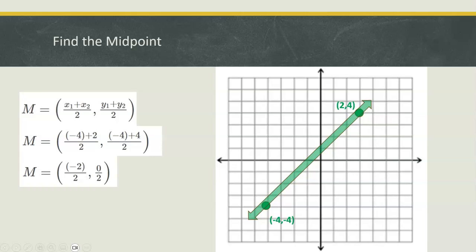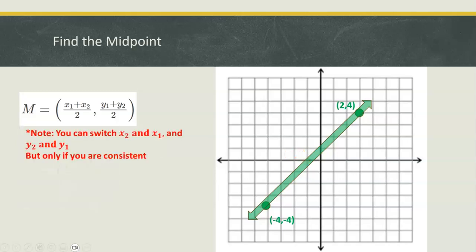So -4 plus 2 divided by 2 for your x gives you -2 divided by 2, and for your y's you have -4 plus 4 divided by 2, which gives you 0 divided by 2. Your midpoint would be -1, 0. And this is an accurate solution. It is the middle point for your line.